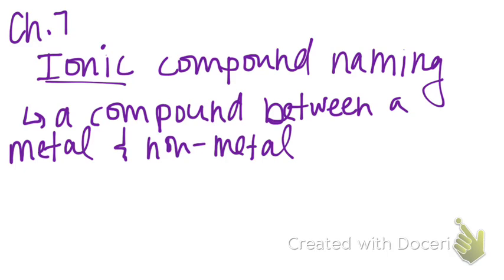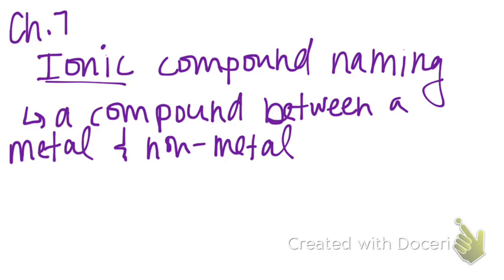So we're going to learn how to name them first, and then we're going to learn a little bit more as to what they do, how they bond, what they look like, all that kind of stuff. So let's look at our periodic table real quickly and review valence electrons. Okay, let's review valence electrons.